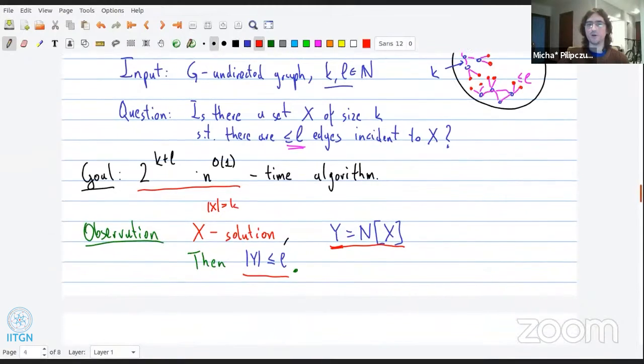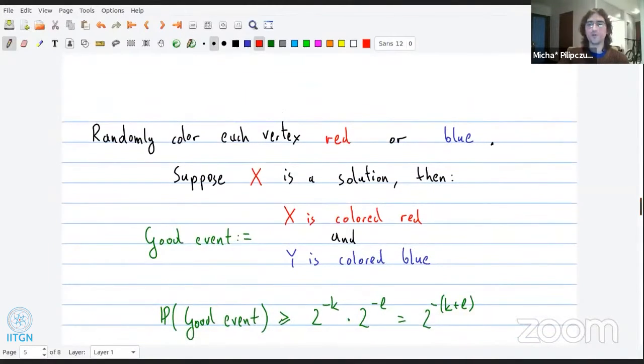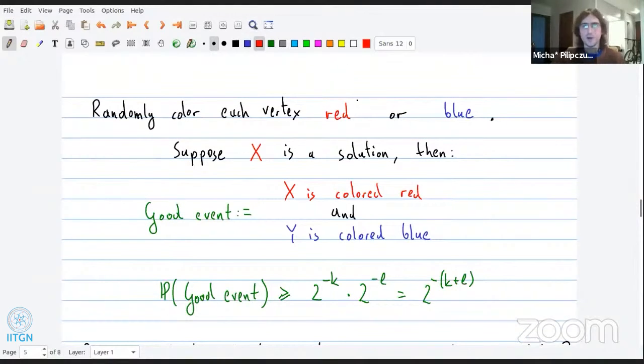And we will try to apply color coding in order to distinguish those 2 sets, in a sense, to look for those 2 sets in different parts of the universe. So how we will do it: we will color every vertex red or blue independently at random. For every vertex, I flip a coin. With probability 1 half, I color it red, and with probability 1 half, I color it blue. So suppose I fix some solution X, supposing there exists one. Now let me consider the following good event. This is the random experiment I'm conducting, and I consider myself lucky if the whole solution X is colored red, and the whole Y, the neighborhood of the solution, is colored blue.